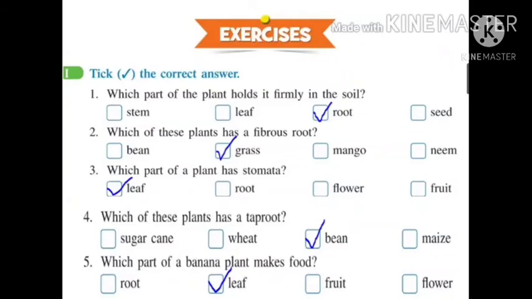The answer is grass. Third, which part of a plant has stomata? The answer is leaf. Fourth, which of these plants has a taproot? The answer is bean. Fifth, which part of a banana plant makes food? The answer is leaf.